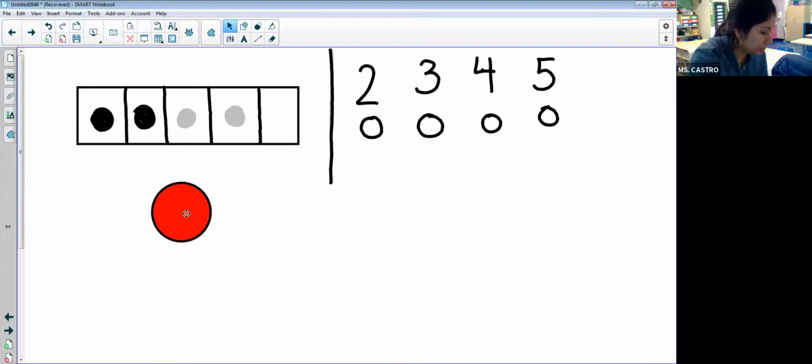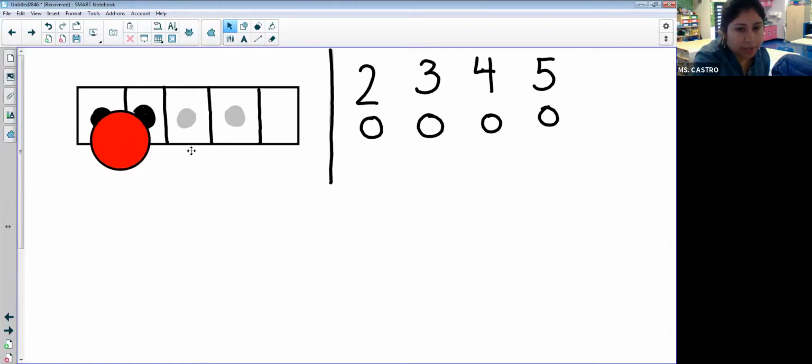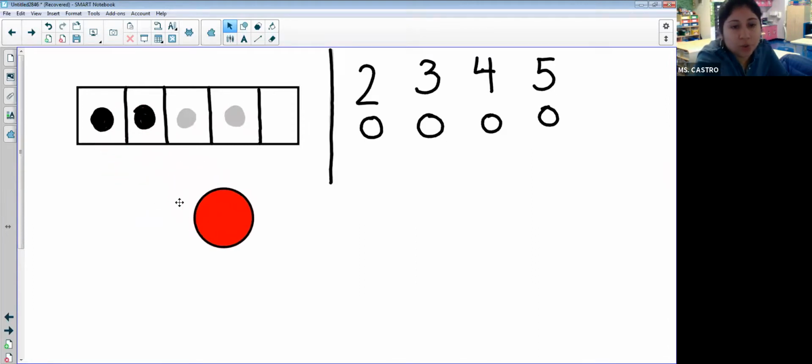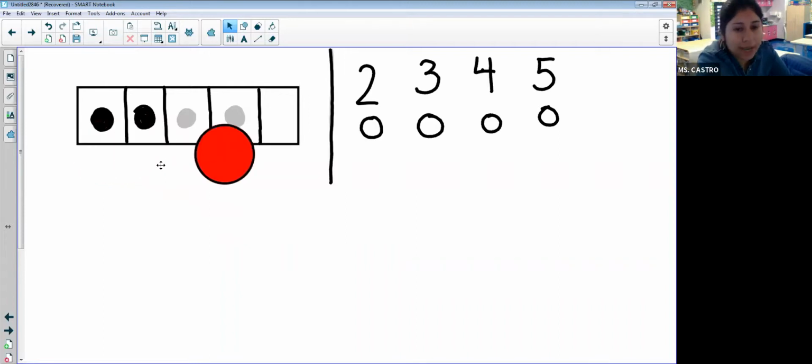So now here's the question. Mark under the number shown by the two sets of counters. So you have some black counters and you have some gray counters. Now, look at them correctly. They want you to mark under the number shown by the two sets of counters. So you have to count all of the counters, and then you have to decide which is the answer.